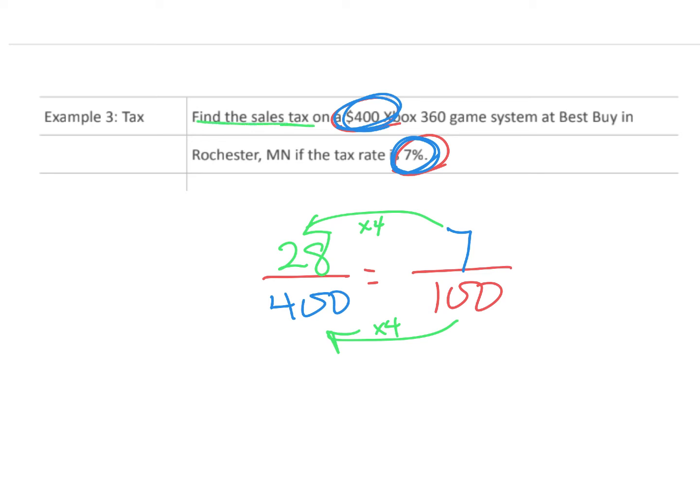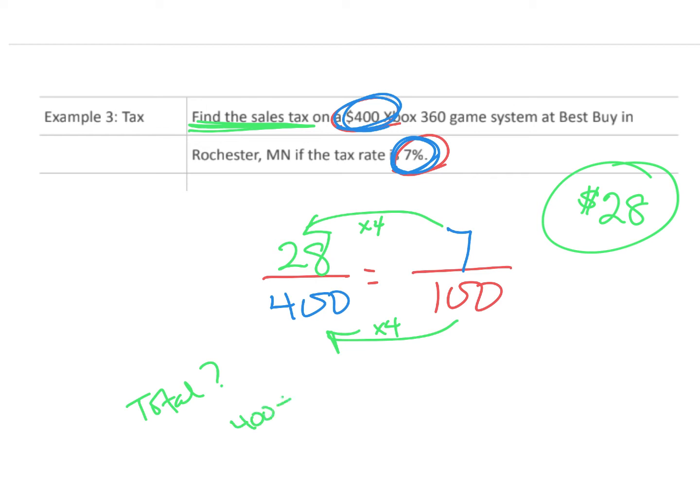So find the sales tax. That's all I need to know. The sales tax is $28. There's our answer. If I asked for the total, I would do the 400 plus the 28. So then my answer would be 428. But right now they've just asked for the sales tax. You need to be careful as to what they are asking for.